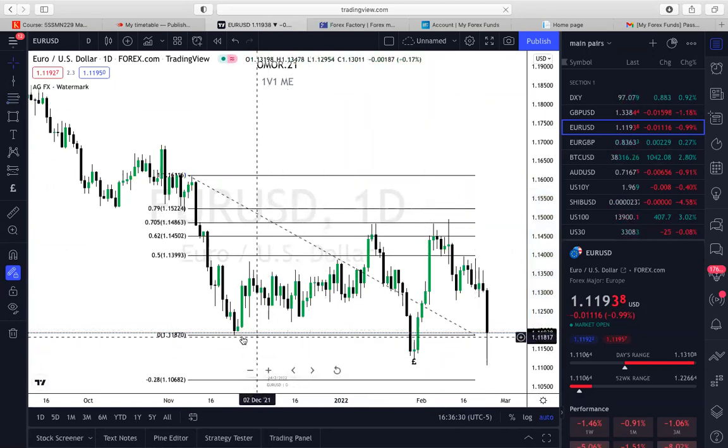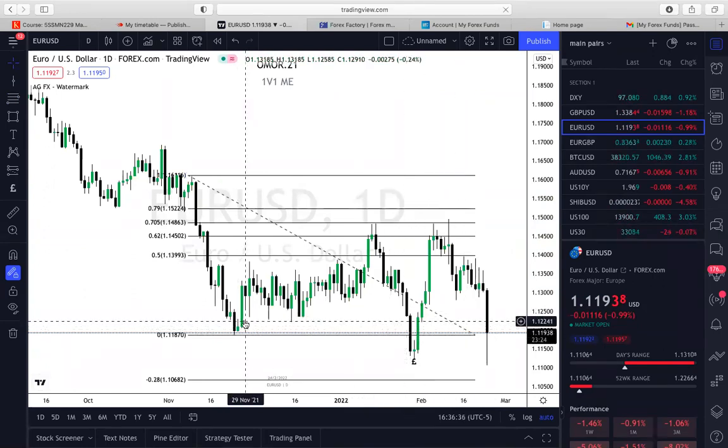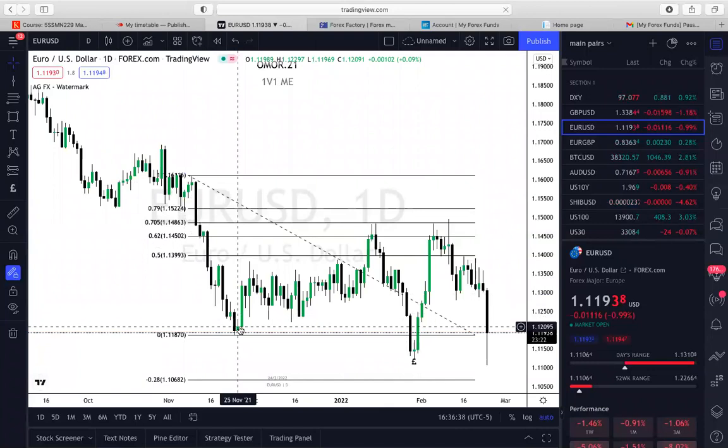Why am I using this low, not this low? Because this low hasn't been made yet. We're assuming that this low is not being made. From this high to this low, that's the trading range. Agree or not? That's the trading range, yeah?